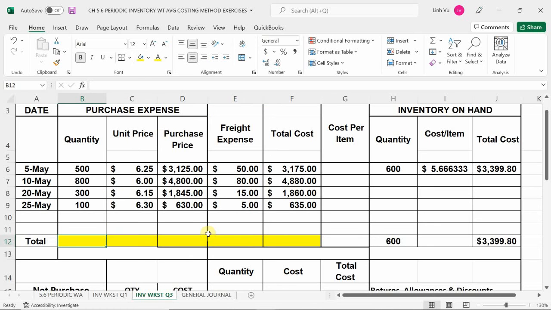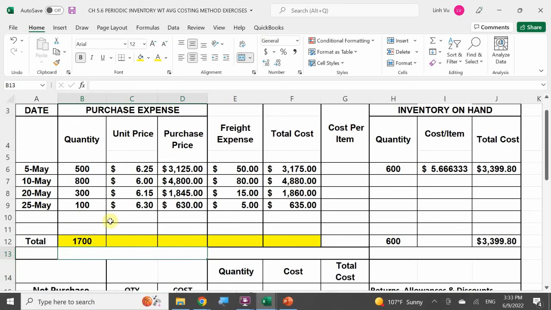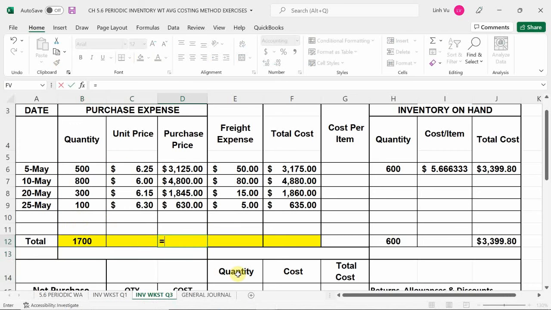Okay, so what is my total amount of purchase items I purchased? My total quantity? It's 1,700. 1,700 at a grand total cost of 10,400.